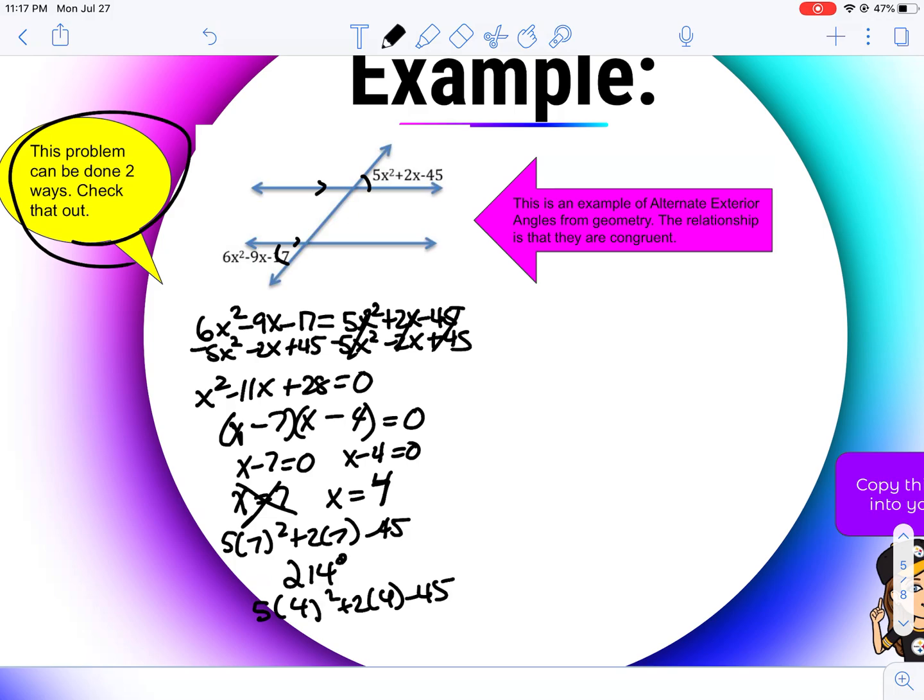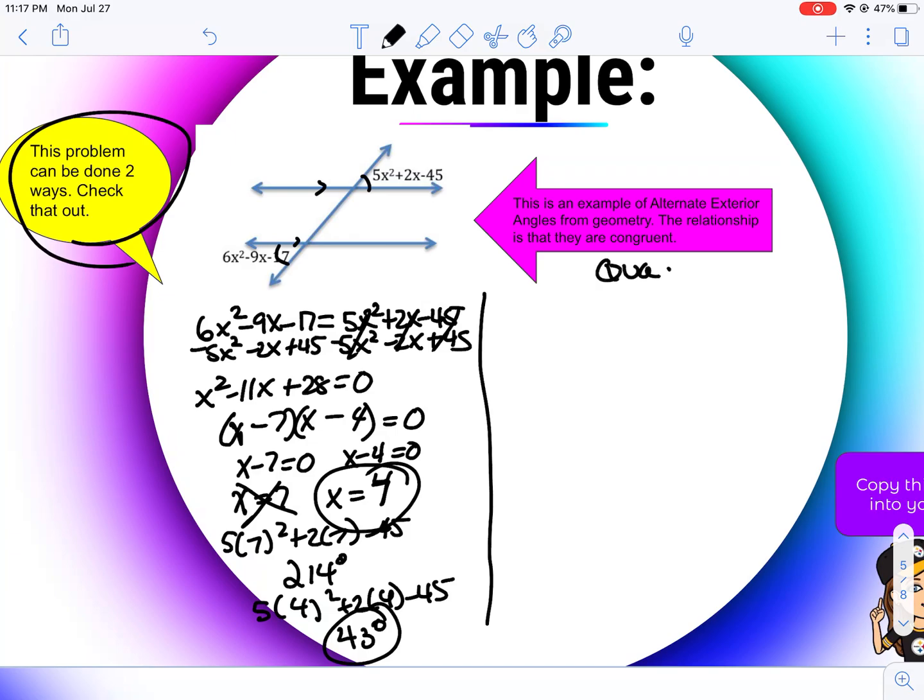So let's try this one out. Let's do 5 times 4 squared, 2 times 4 minus 45. This one comes out 43 degrees. That's a reasonable answer. So one possible way to do this is by the factoring method. We got two possible answers, but the 7, it's not a real valid one for what we're doing in this problem because 214 degrees is too big of an angle. So we're going to say x is 4 and the angle that it would make is 43.